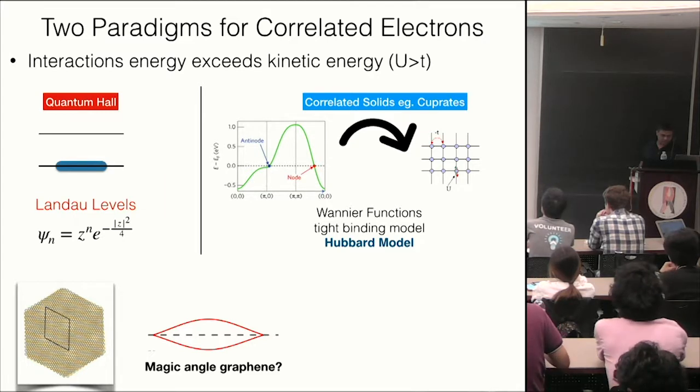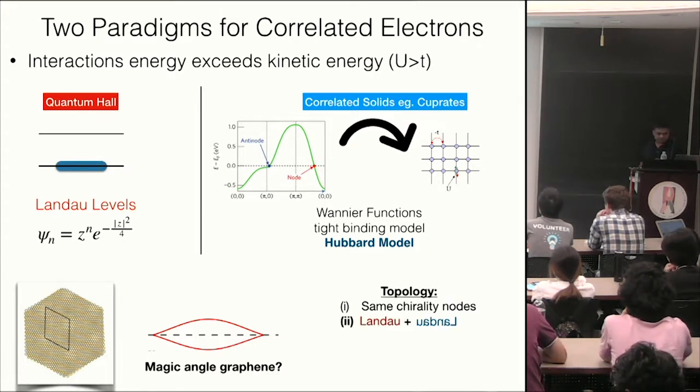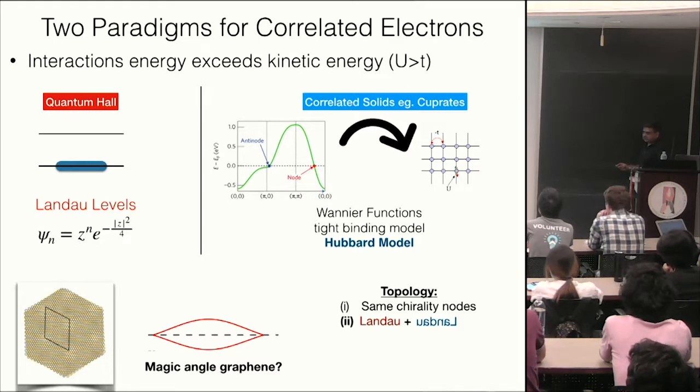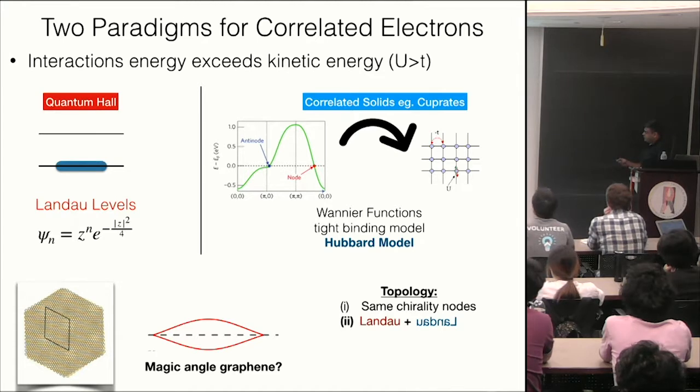And what I'm trying to argue is that there is some band topology associated with this system. In that sense, it's different from the cuprates, or these things where you can simply write down this kind of Hubbard model and tee off from there.